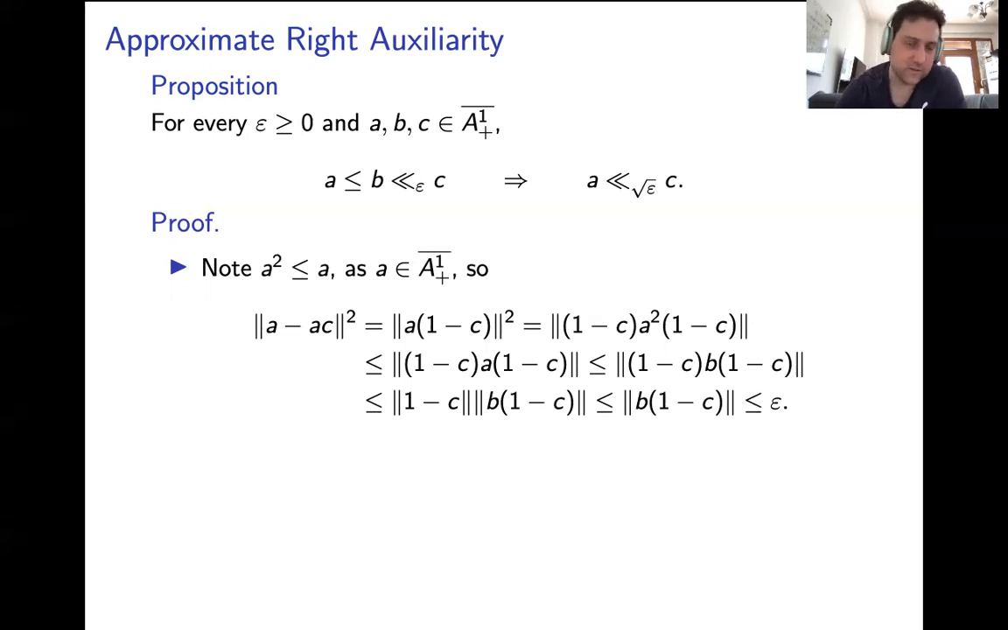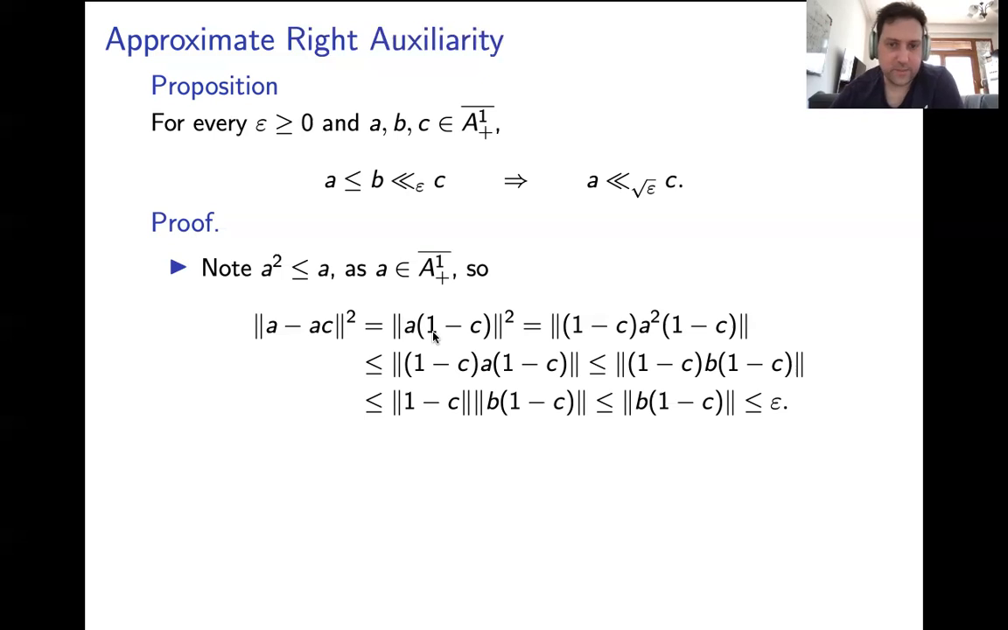2 squared is definitely bigger than 2, but a half squared is less than a half. Right? So we know that A squared is below A, and that helps us because if we look at the norm of this expression here, A minus AC, well, just rewriting this as A times 1 minus C.